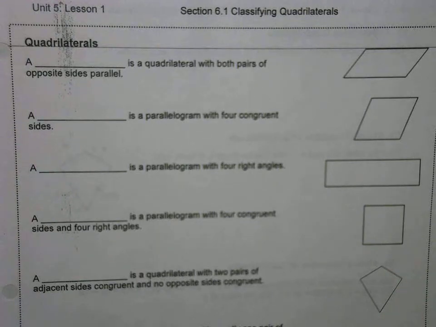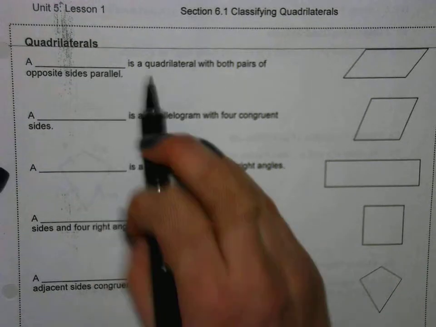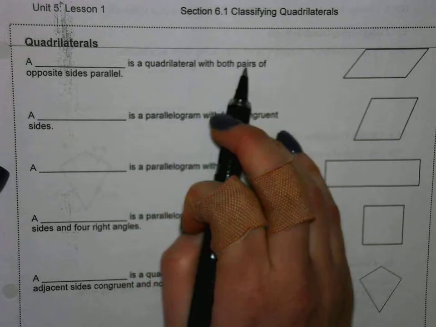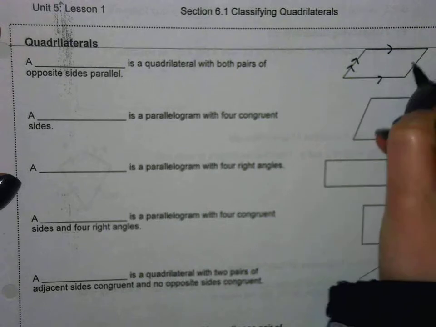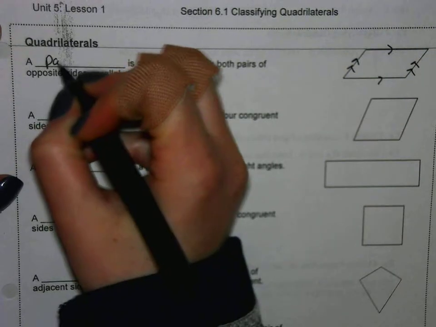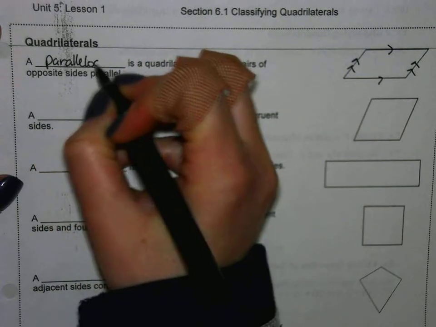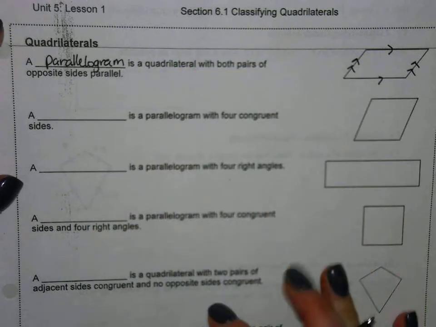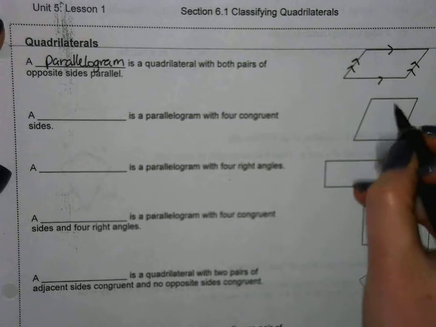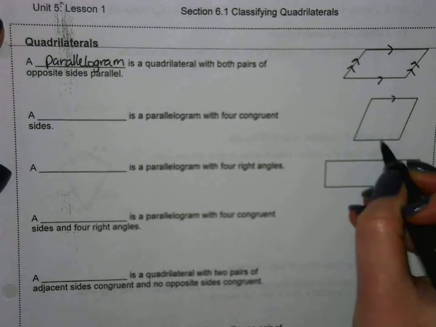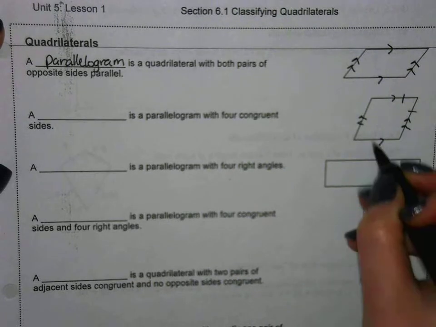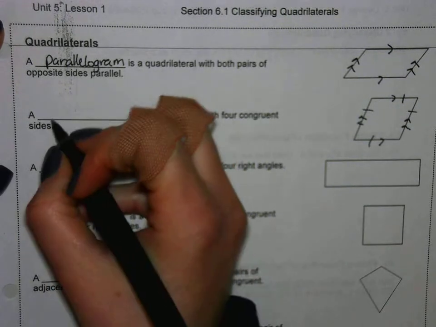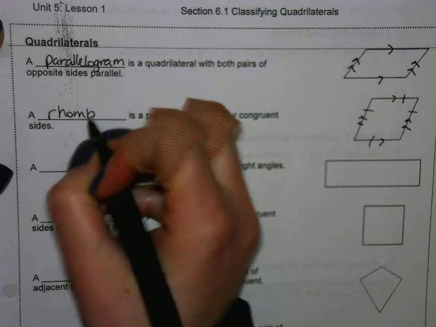Today we're going to be classifying quadrilaterals. A quadrilateral with both pairs of opposite sides parallel, so opposite sides are parallel, is called a parallelogram. A parallelogram with four congruent sides, so it still has opposite sides parallel, but all four sides are congruent, is called a rhombus.